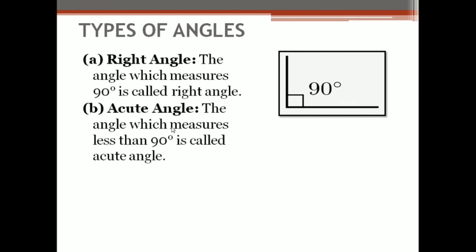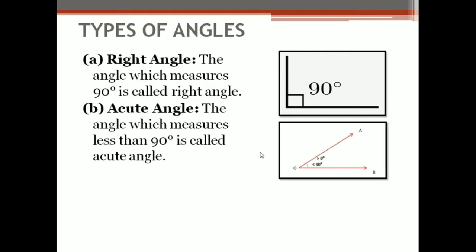The second is acute angle. The angle which measures less than 90 degrees is called an acute angle. Try to observe the figure. This is an acute angle. We can observe that in a right angle the two lines are straight, right? But in the acute angle, it is slightly bent. It is less than 90 degrees. So the angle which measures less than 90 degrees is known as an acute angle.